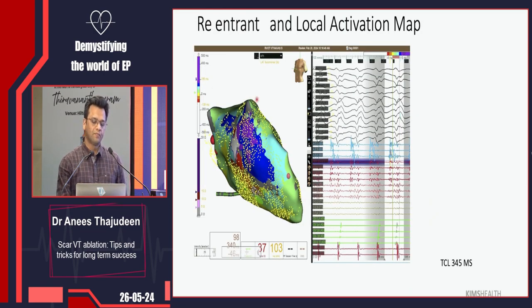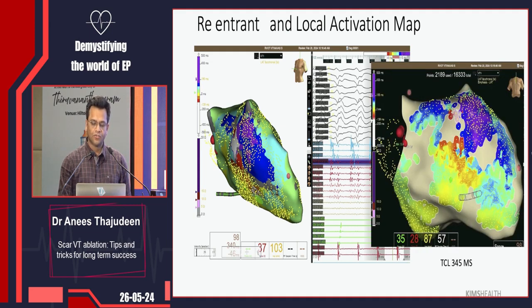Now with multipolar mapping systems, there is more confusion for us, because a lot of signals are available, but you can get good activation maps during tachycardia. So this is a re-entrant map with HD grid. This was a recent ablation done 2 months back. And so you can see a lot of these diastolic potentials which are targets.